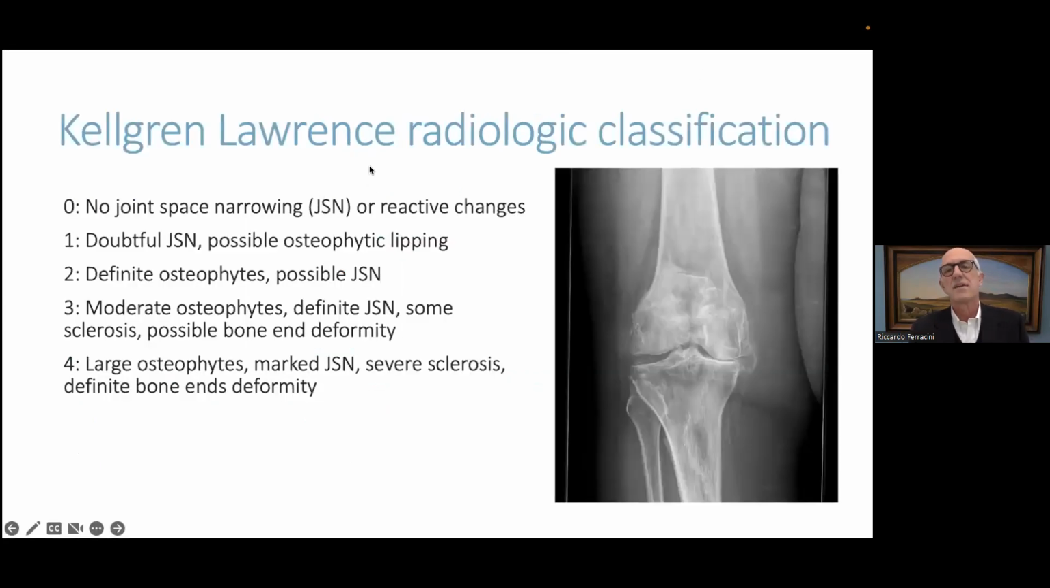Kellgren-Lawrence radiologic classification, grade 4, is large osteophytes, joint space narrowing up to bone, severe sclerosis, deformity of bone ends. So this is what I mean for grade 4 Kellgren-Lawrence.